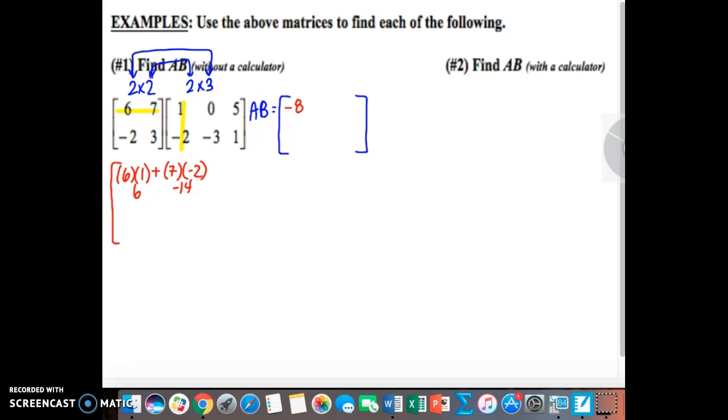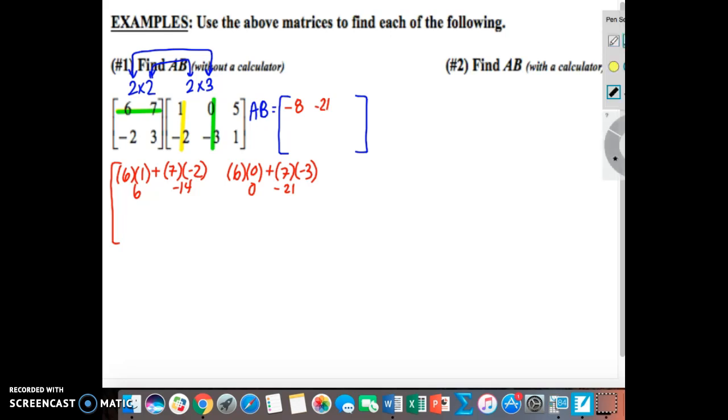Now if I'm trying to find the first row, middle entry, I'll still be using that same first row, 6, 7, but because I'm trying to find my middle column, I'll be using the middle column of the second matrix. So I'll be multiplying 6 times 0 and adding that to 7 times negative 3. 6 times 0 is 0. 7 times negative 3 is negative 21. So the middle entry of the top row is a negative 21.